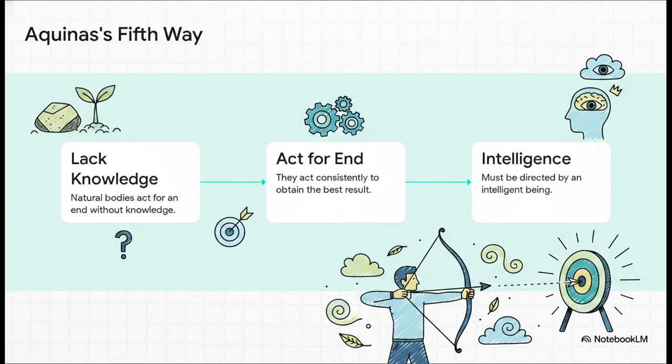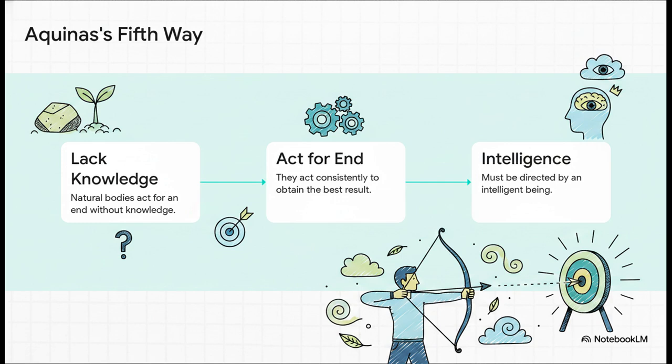All right, let's break down Aquinas first. His writing in the Summa Theologica can be a bit dense, so let's chunk it down into 3 logical steps. Step 1. He observed that inanimate things in the natural world completely lack knowledge. Step 2. Yet they consistently act for an end to obtain the best possible result. They follow order. Step 3. Since they don't have their own brains, they must be directed by an outside intelligence.